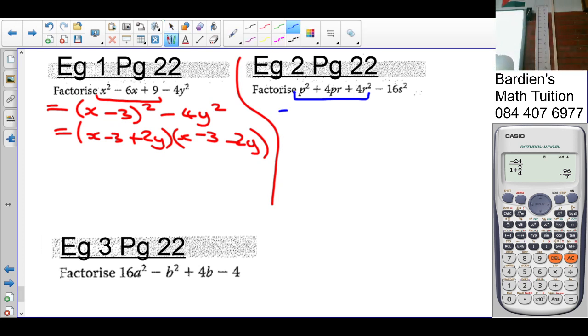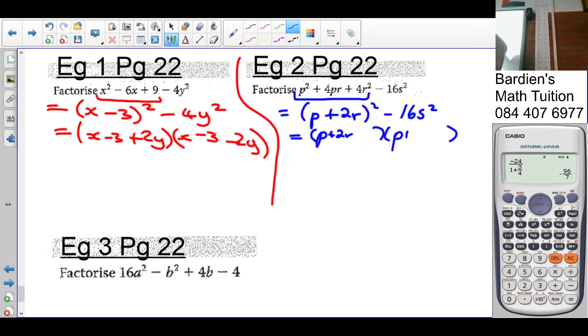So for the trinomial, what do we get? (p + 2r)² - 16s². So what can be done here? It's a difference of two squares. So it's going to be (p + 2r)(p + 2r), one plus the other minus. What's the square root of 16s²? 4s.